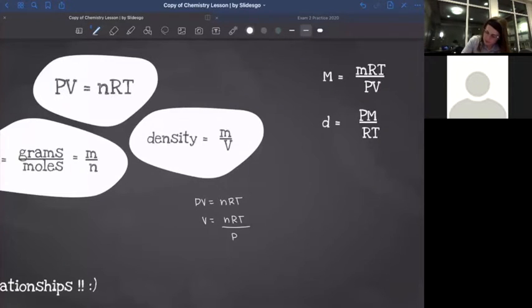Then I'm going to do the same for density. So density equals mass divided by volume. And then we're going to solve for volume. So volume equals mass over density. And then I will set them equal to each other. So mass over density equals the moles times the R constant times the temperature over pressure. And then to solve for density, you can rearrange it and solve it for density.